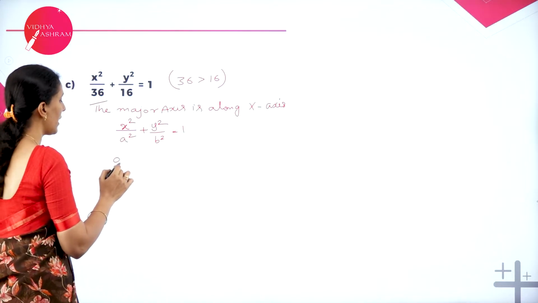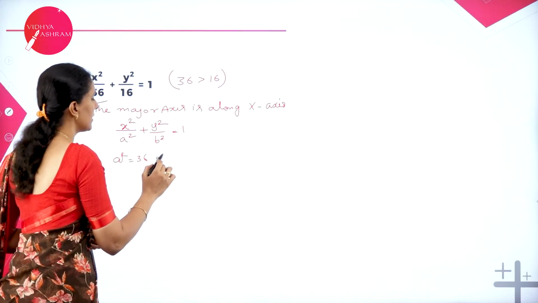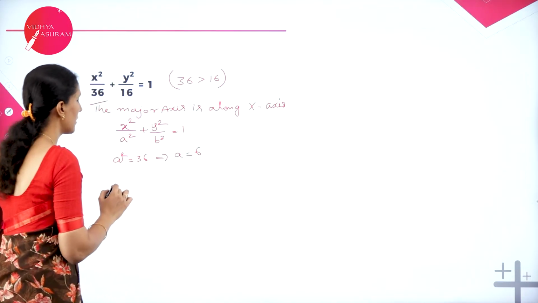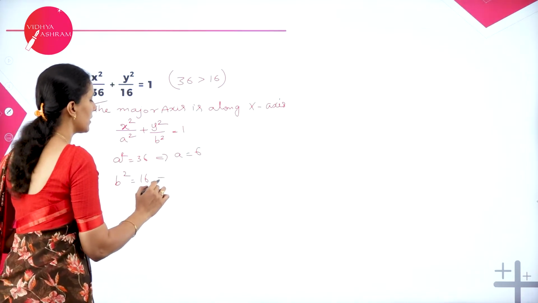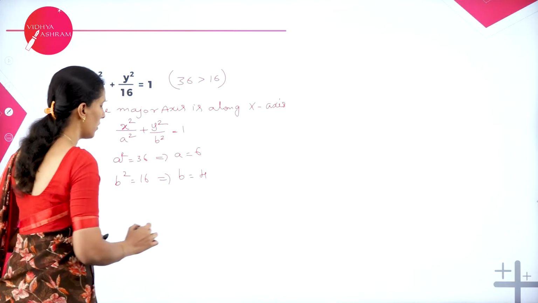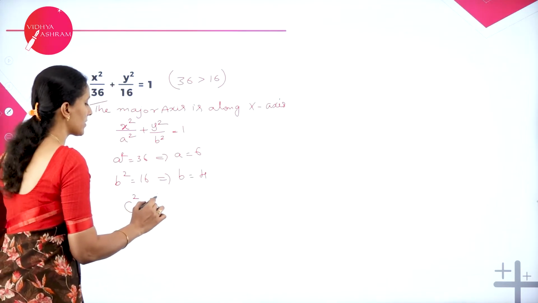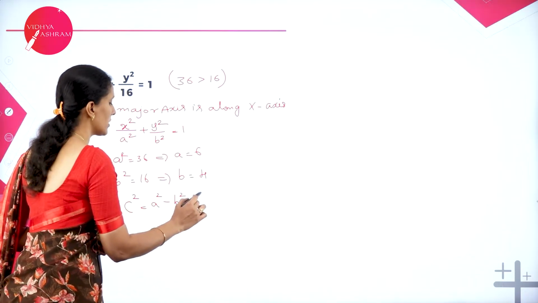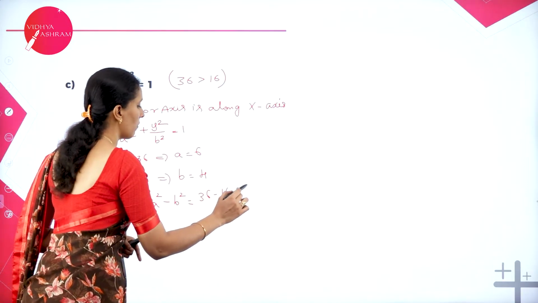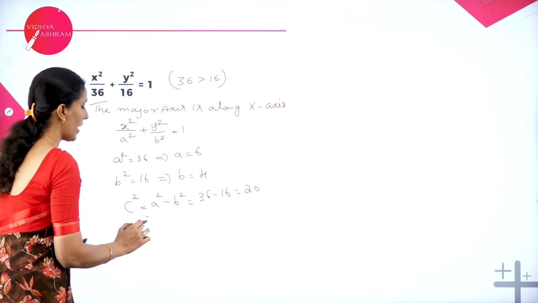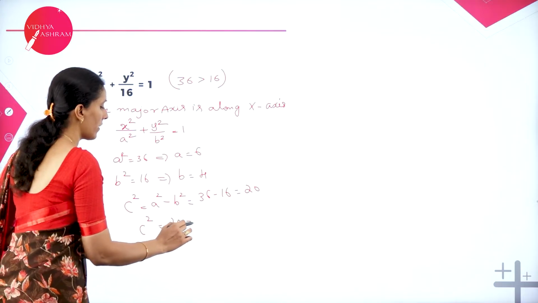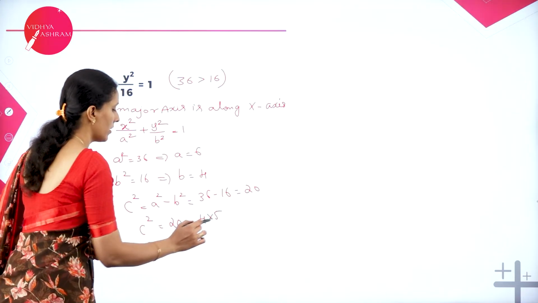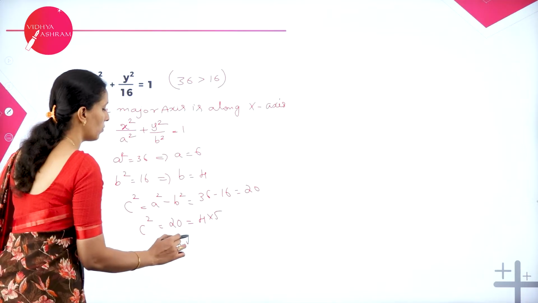Compare this here. We have a square is equal to 36. This implies a is equal to 6. b square is equal to 16. This implies b is equal to 4. Now to find c square, it is a square minus b square, which is 36 minus 16 is equal to 20. So c square is equal to 20, or I can write this as 4 into 5. So c will be equal to 2 root 5.